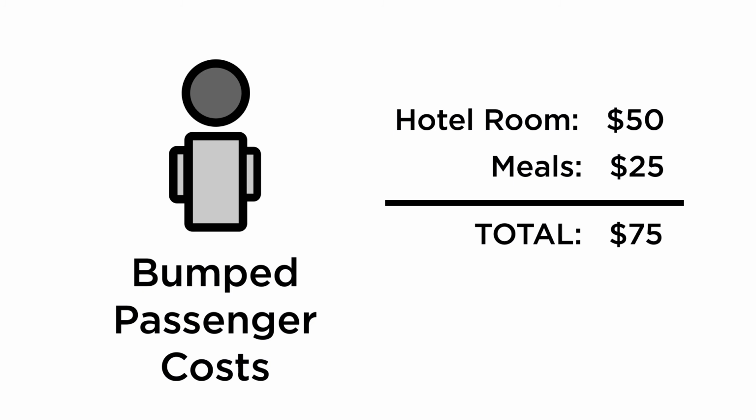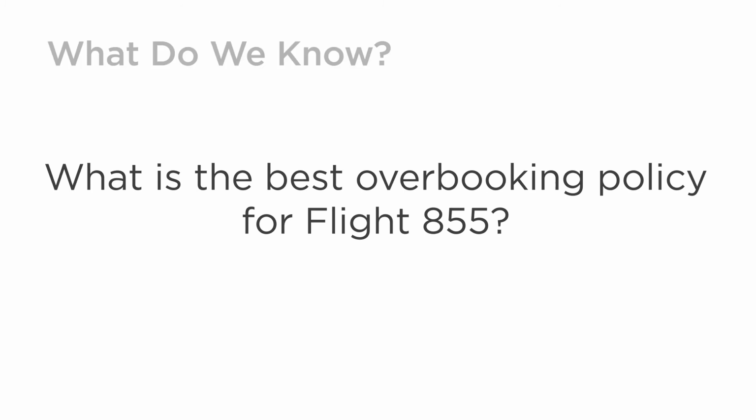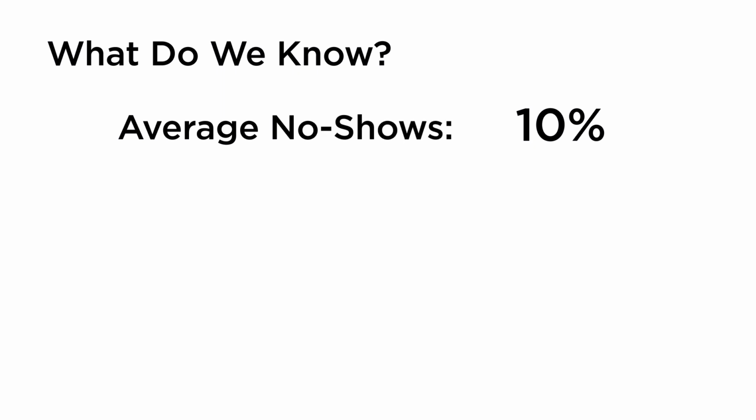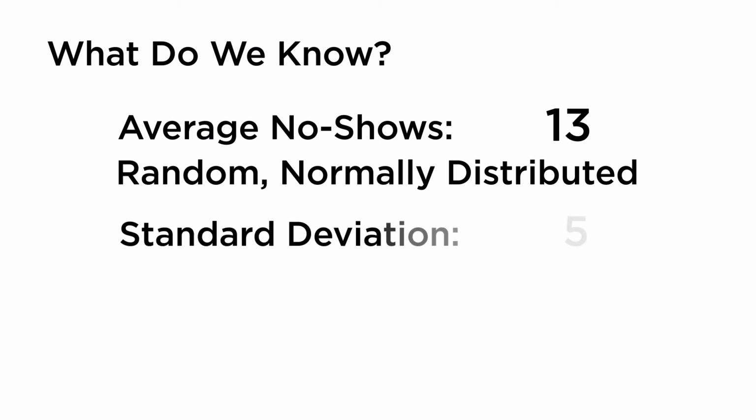All right, so with this information, let's see how we can decide what is the best overbooking policy for flight 855. So what do we know? We know that they have a 10% no-show rate. So let's say there's a mean of 13 passengers that typically don't show up on this particular flight. Now, because we need to capture the uncertainty in the marketplace, let's assume that the demand for no-shows is a normal random variable with mean 13 passengers and, say, standard deviation 5 passengers. So this is how many people don't show up, which is again some sort of a random variable.